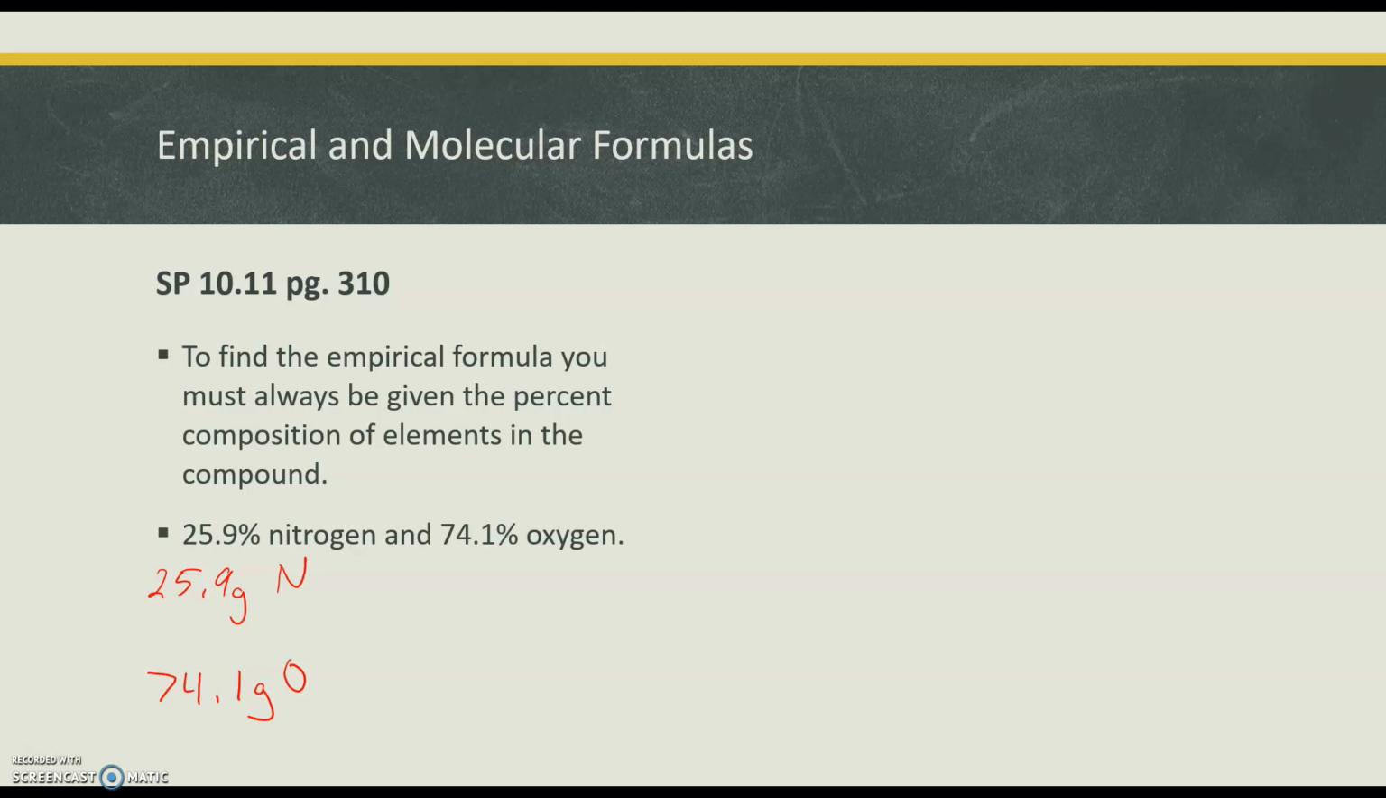Here, grams to moles, we're going to use our molar mass. The molar mass of just nitrogen is 14.01 grams of nitrogen per 1 mole of nitrogen. For oxygen, this is 16.00 grams oxygen per 1 mole of oxygen.